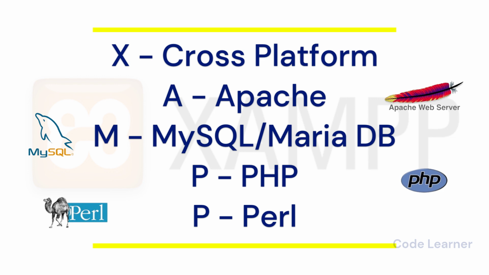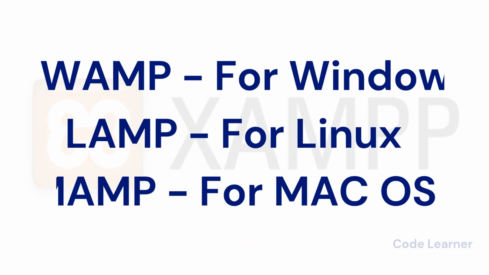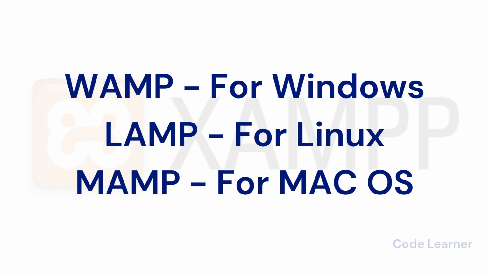There are two other flavors available, that is WAMP and LAMP. WAMP can be installed on a Windows machine. Here W means Windows, A means Apache, M means MySQL and P means PHP. LAMP means Linux, Apache, MySQL and PHP.